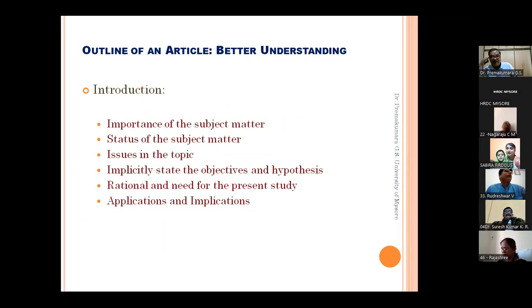And then I come to the main part of your research article, that is the introduction. What things should be included in the introduction? Some people write 2 pages of introduction and 1 page of analysis. No, don't write like that. It should be very crisp and it should explain what you intend to explain. The most important thing here is to talk about the importance of the subject matter. Why is the subject matter important?